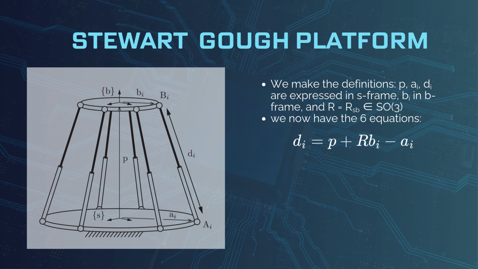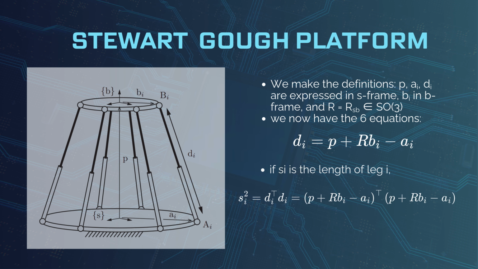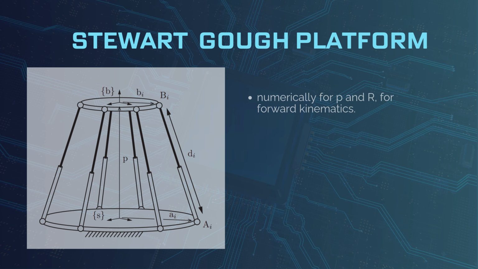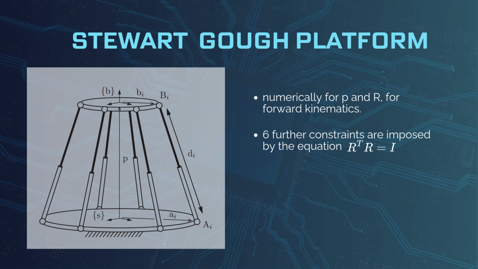So now we have 6 equations, where di is p plus R bi minus ai. If si is the length of leg i, si squared is di transpose times di, and we can substitute the first equation into the second one to obtain this. For inverse kinematics, given R and p, we can obtain si, but for forward kinematics, we need to solve numerically for p and R. 6 further constraints are then imposed by the equation R transpose times R equals I. We will then have 12 equations with 12 unknowns.